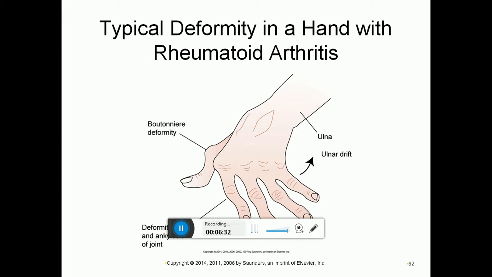So you can see here in the wrist there is an ulnar deviation or ulnar shift of the wrist. There are other deformities in the smaller joints of the hand. This is called a boutonniere deformity. And then there are these other deformities that happen in the knuckles, for example, swan neck deformities.